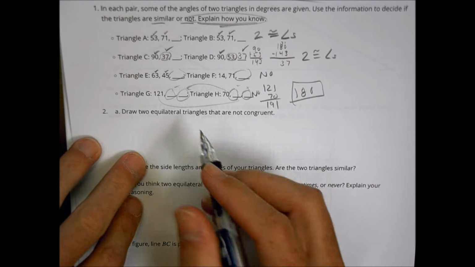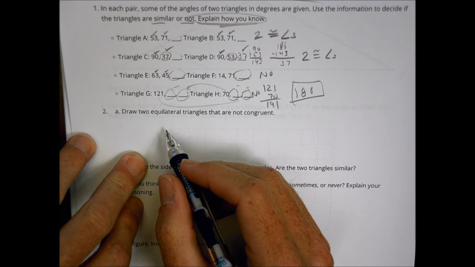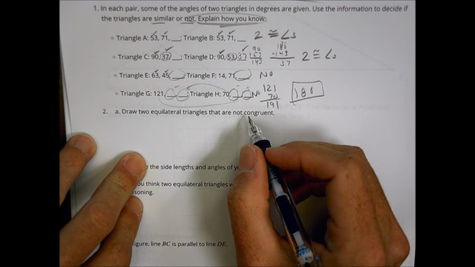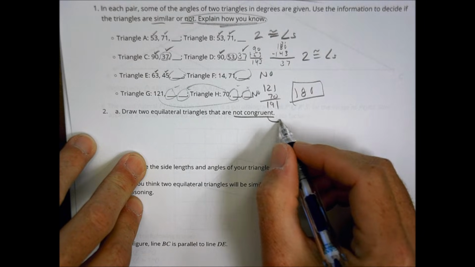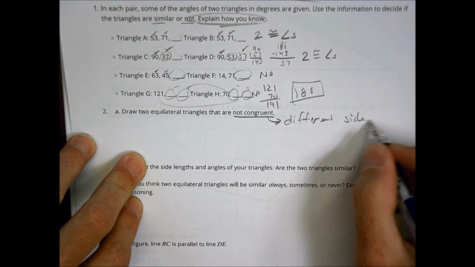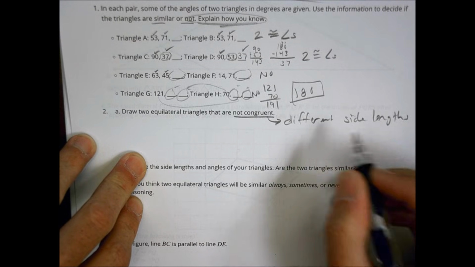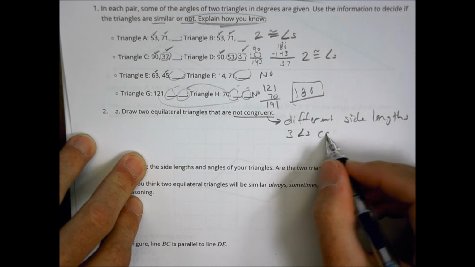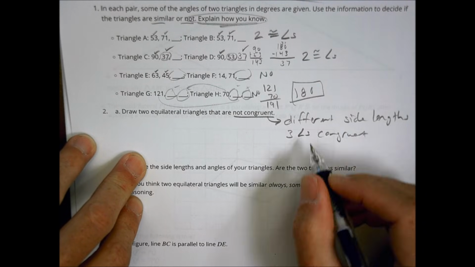Okay? For number 2, you're going to draw 2 equilateral triangles that are not congruent. Now, by not congruent, that means they're going to have different side lengths. The angles are going to be the same, right? So 3 angles are going to be congruent, but the side lengths will be different.